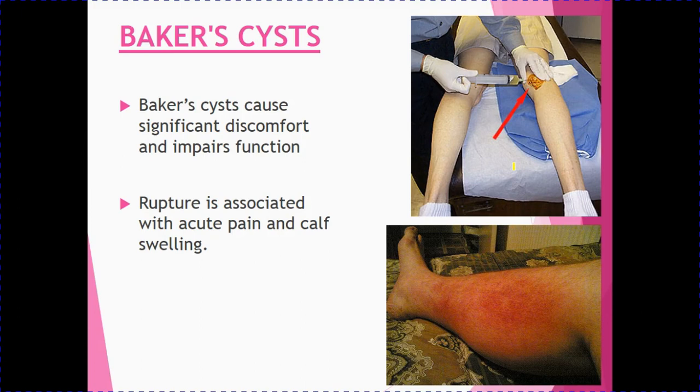Baker's cyst causes significant discomfort and impairs function. The rupture of Baker's cyst is associated with acute pain and calf swelling. These are the calf muscles, and it can lead to swelling and pain in the calf muscles. So we have to drain the fluid through a surgical procedure.